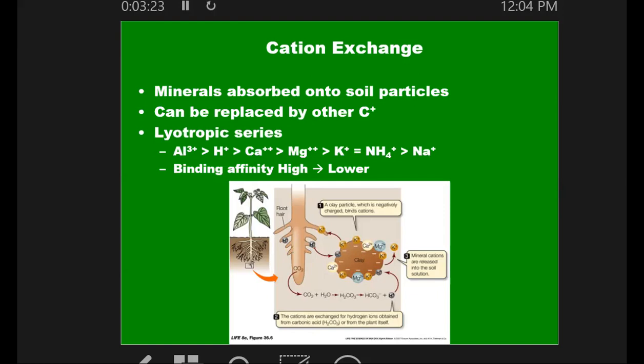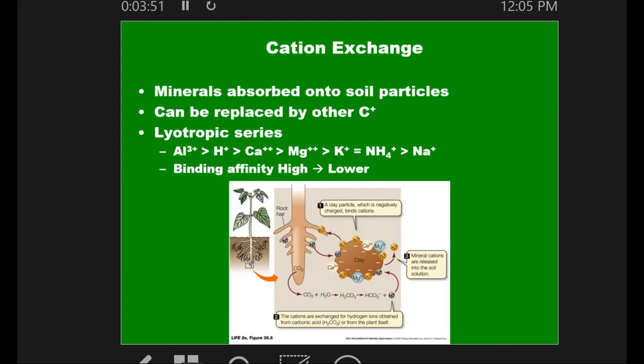And so protons, you can see their H+, are pretty good. They can knock off calcium, they can knock off magnesium, potassium, ammonium, sodium. So everything to the right of the proton, the proton has the ability to replace. That's the cation exchange idea. And the good thing about that is that there are good sources of protons, H+, in the soil.